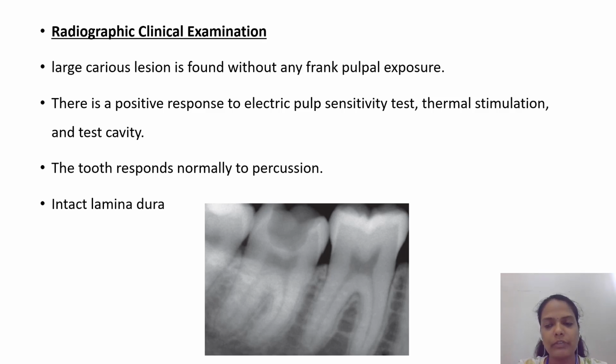And on radiographic examination, we see a large carious lesion without any pulpal exposure, and there is a positive response to electric pulp sensitivity test, thermal test, as well as test cavity. And the tooth responds normally to percussion, and there is an intact lamina dura, and there are no periapical changes.